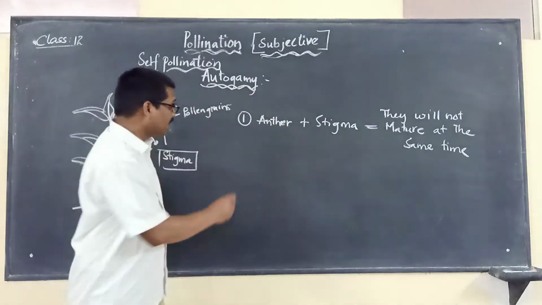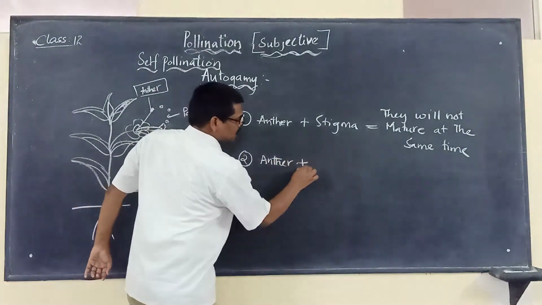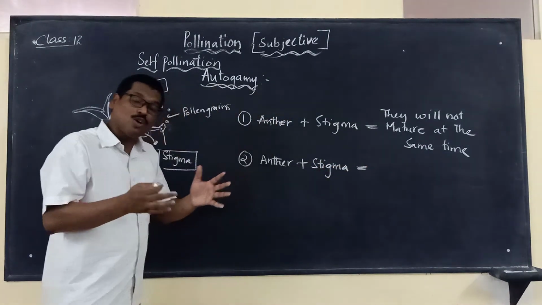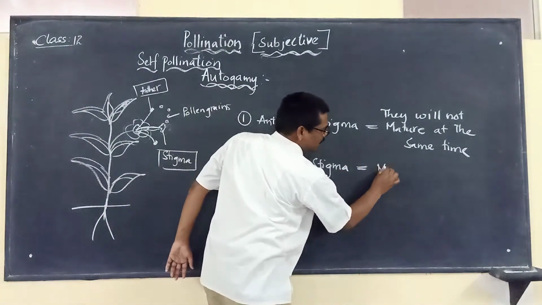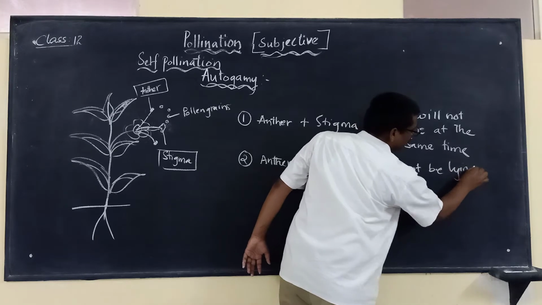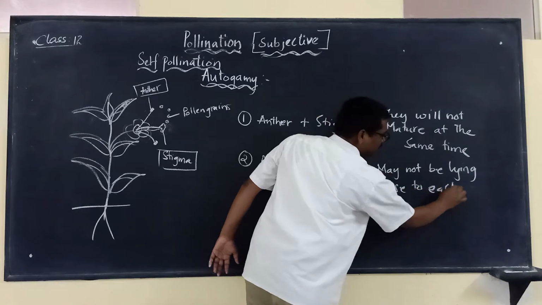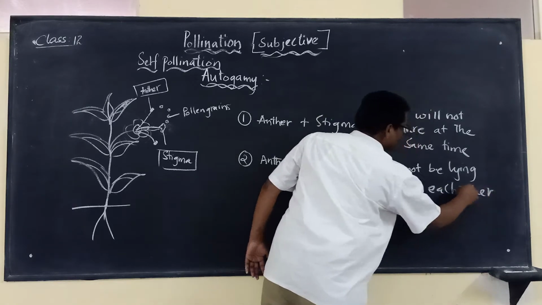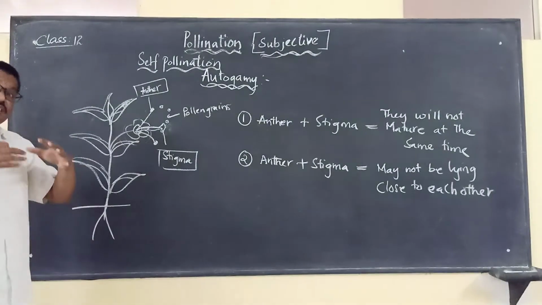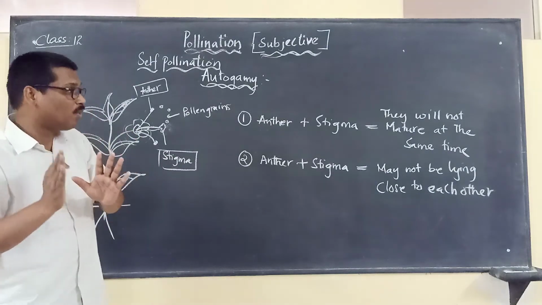And the other point is that the anther and the stigma may not be lying close to each other. They will not be very close to each other. So this is another reason why they will not be undergoing the process of autogamy. So self-pollination is not so easy, or is very rare, because of what?